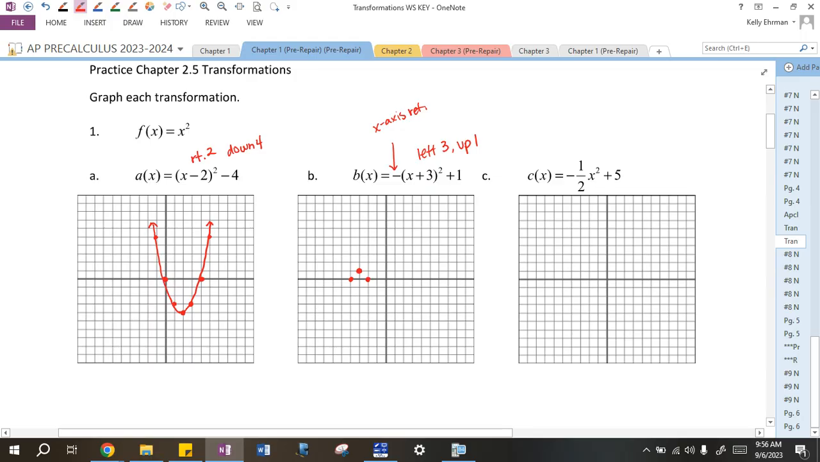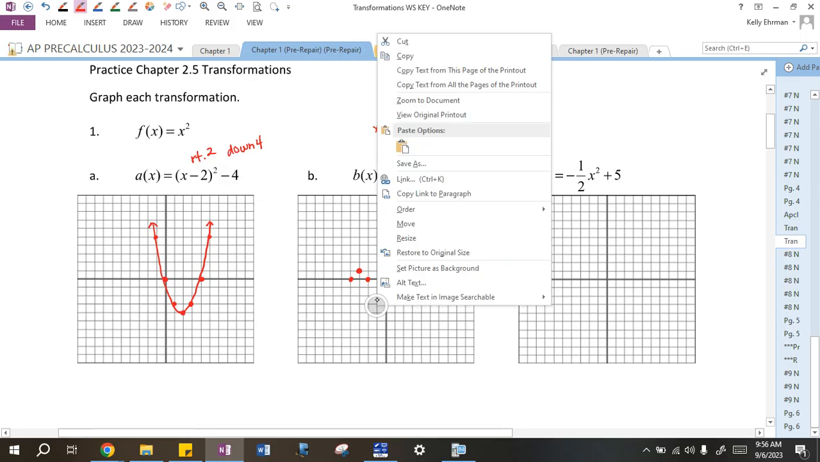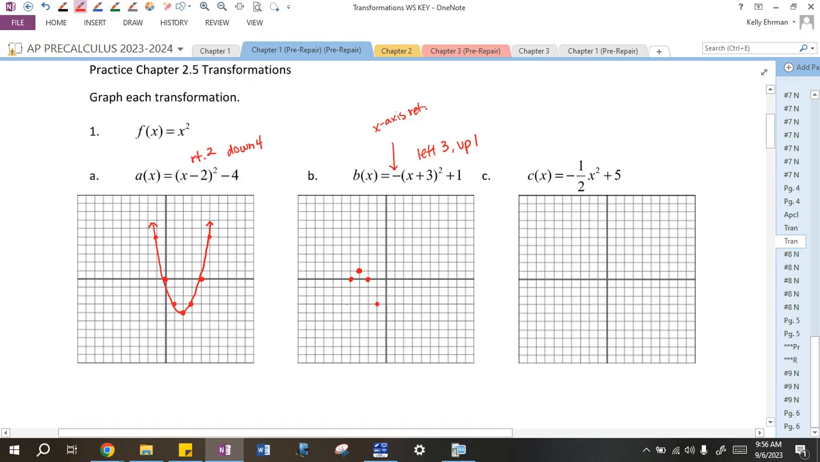And then 2 squared is 4, so over 2, down 4. And then over 3, down 9. And that's our second graph.